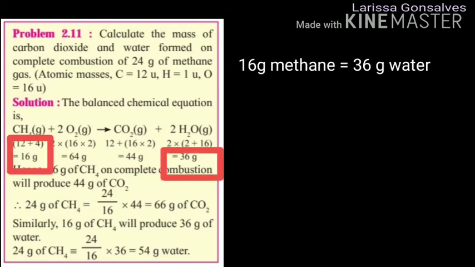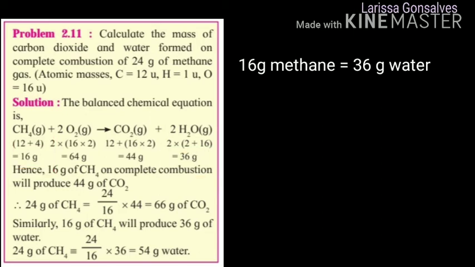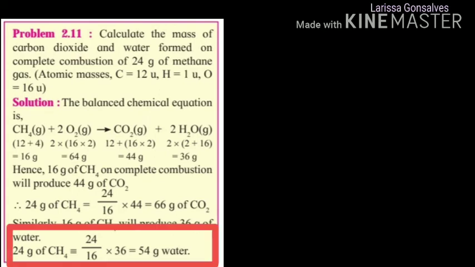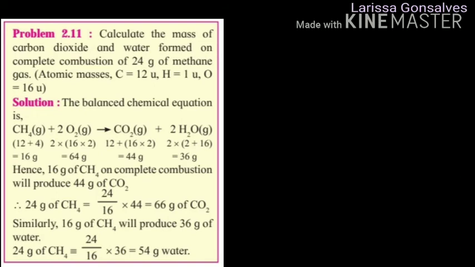Similarly, if 16 grams of methane produces 36 grams of water, then how many grams of water will be produced by 24 grams of methane? Again, just cross multiply. So 24 into 36 divided by 16 gives us 54 grams of water. So this was the first example of a stoichiometric problem. Now we move on to the second example.